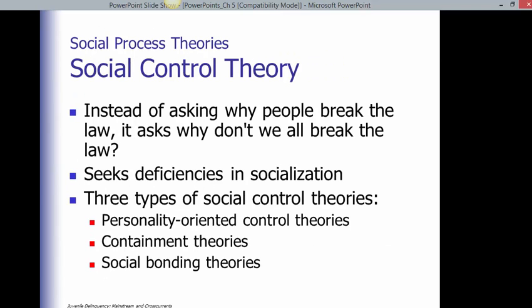And 3. Negative stimuli. Instead of asking why people break the law, control theory asks why we don't all break the law. 6. Deficiencies in socialization. Three types of social control theories are personality-oriented control theories, containment theories, and social bonding theories.